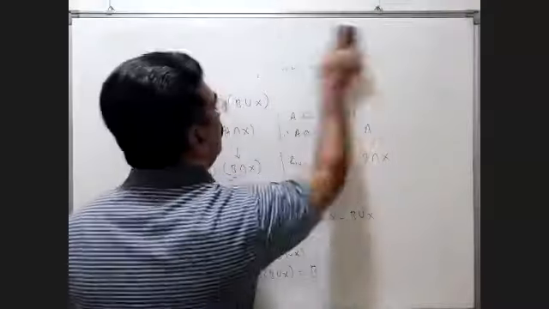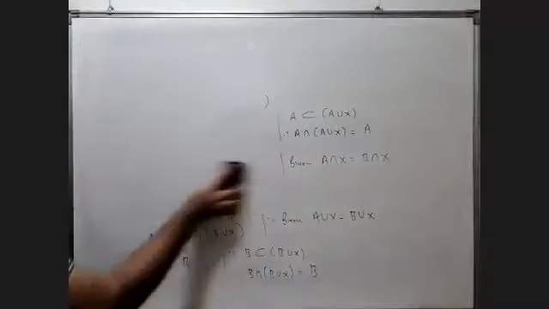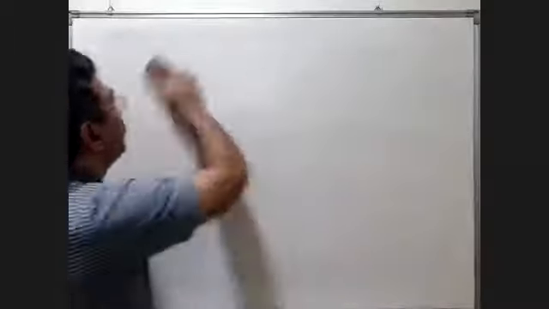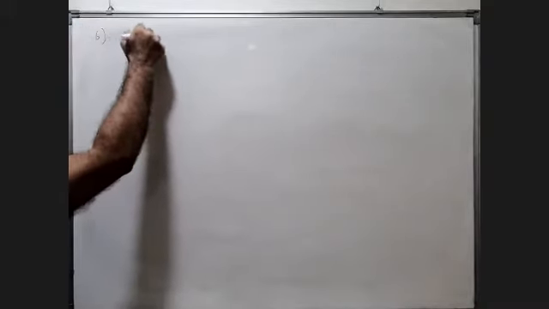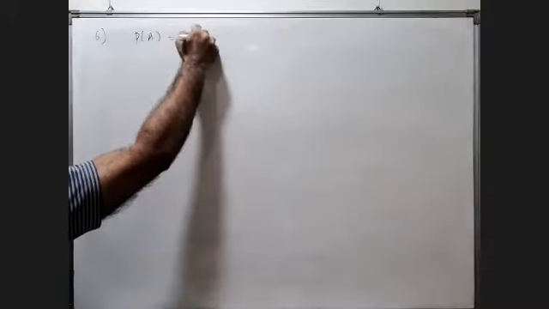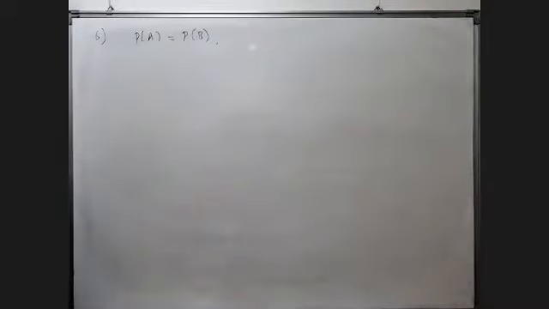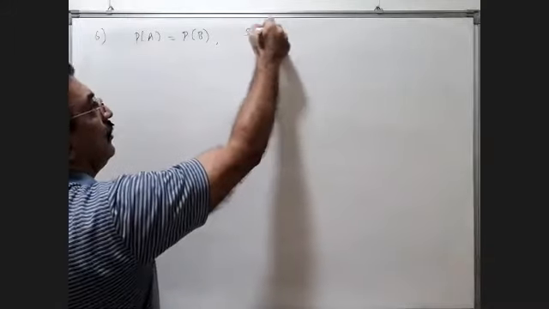Coming to question number 7. Again, that's not the same question. Not question number 7, question number 6. P of A is equal to P of B. If P of A is equal to P of B, show that A is equal to B.